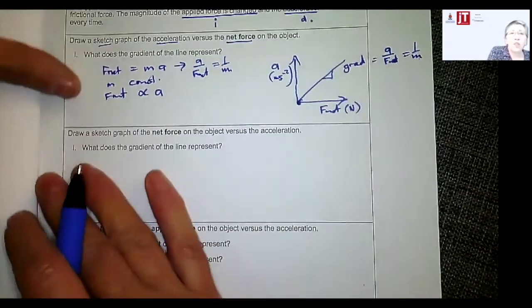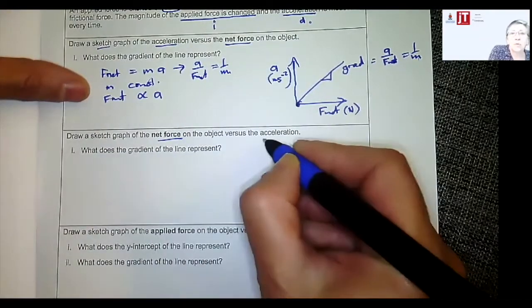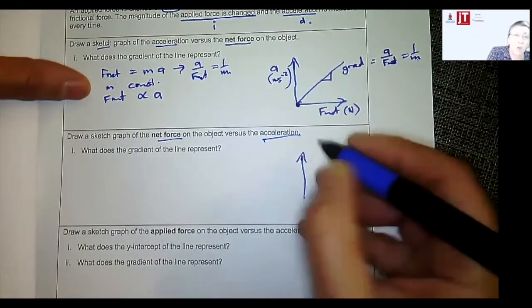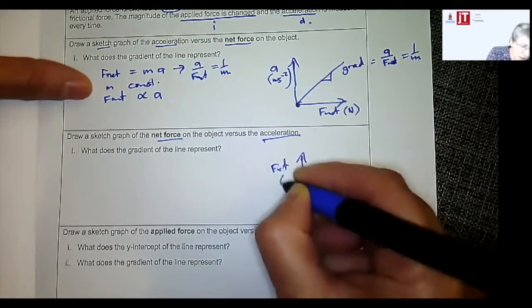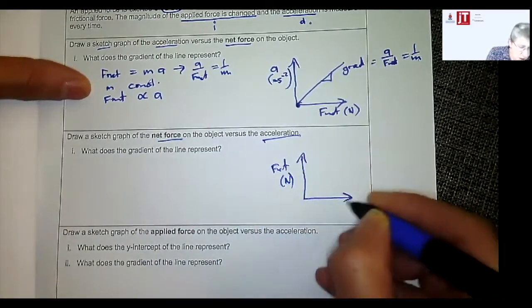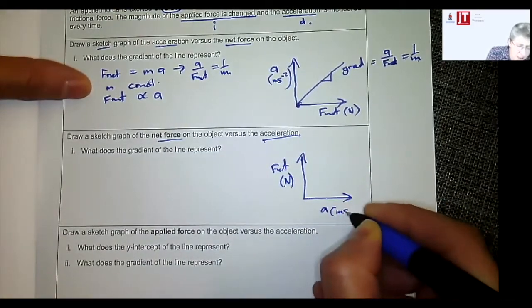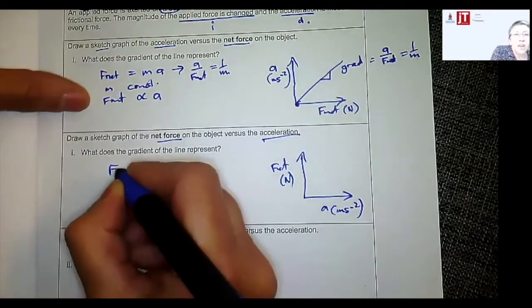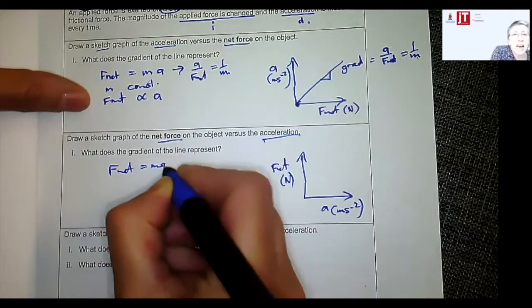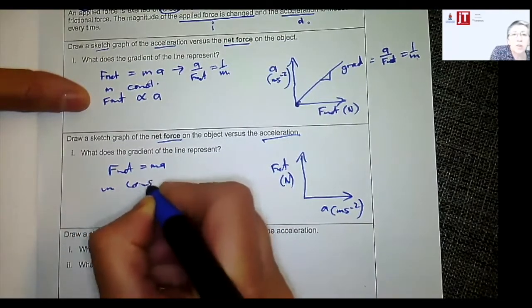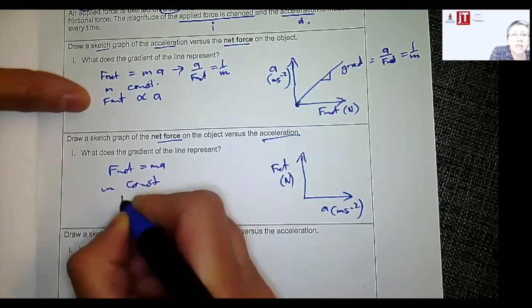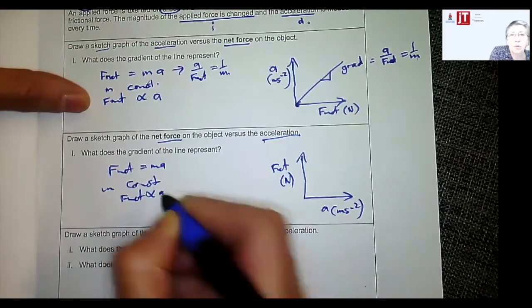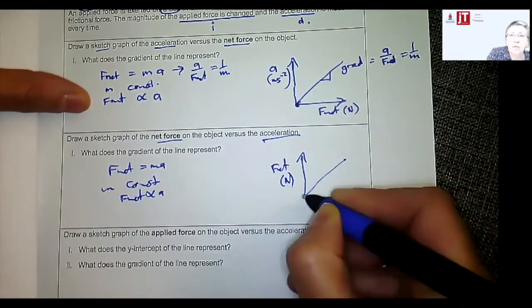Moving on, draw a sketch graph of the net force versus acceleration. So now I've got F net over here in newtons, and I've got acceleration in meters per second square over there. Right, the equation F net equals M times A. M is my constant because I'm working with the same box all the time, and F net is directly proportional to A, straight line through the origin.